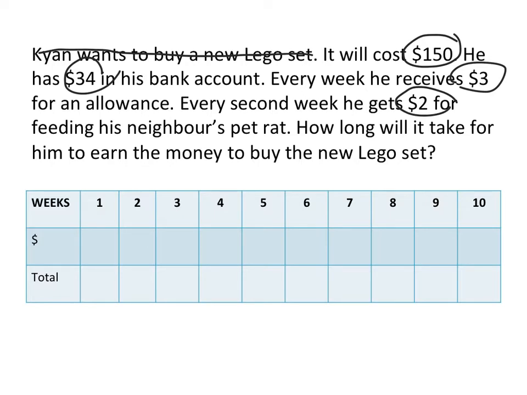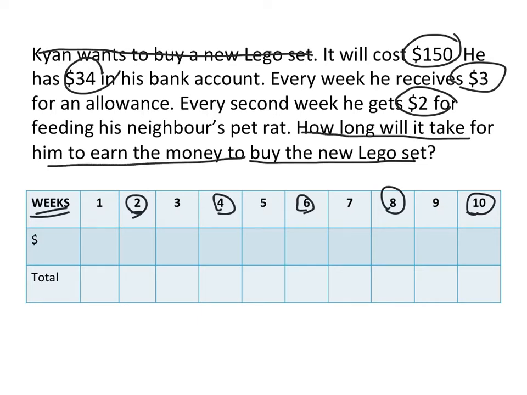Now right off the bat, I can tell here that we've got a pattern, because he gets a certain amount 1 week, and then every second week in the even weeks, the second week, the 4th week, the 6th week, the 8th week, the 10th week, and so on, he gets an additional $2. So there's a pattern here. And with this, I can sort of figure out how many weeks it's going to take him to buy the new Lego set. So here's what the question is asking. The question is asking me, how long will it take? So my units, my final answer is going to probably be in weeks.